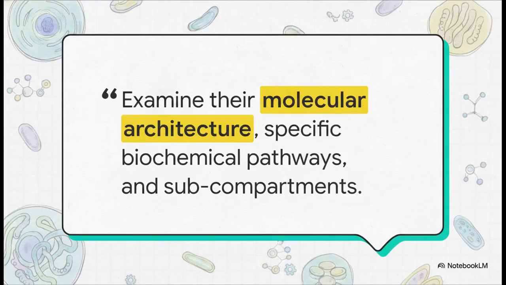Our source material challenges us directly with this idea. It tells us we need to look past those simple textbook definitions and really examine the molecular architecture, the specific biochemical pathways, and the structural subcompartments. And when we actually do that, we realize the human cell is definitely not a static blob. It's a highly advanced, bustling microscopic metropolis. We're talking about a city complete with its own command centers, manufacturing hubs, power plants, and even sanitation departments.